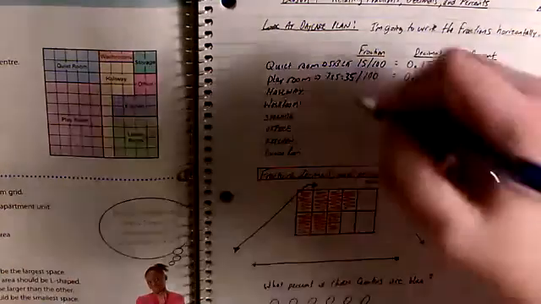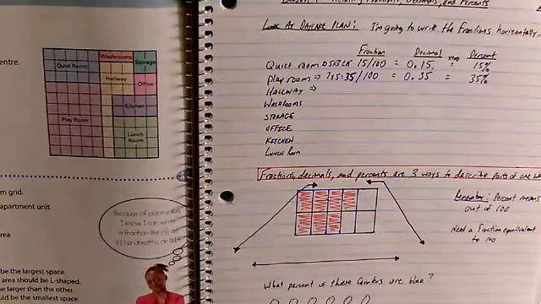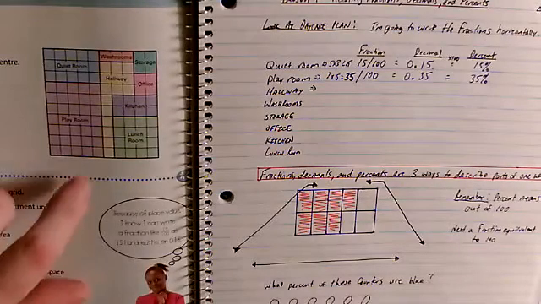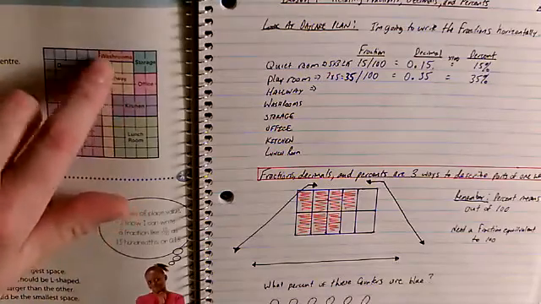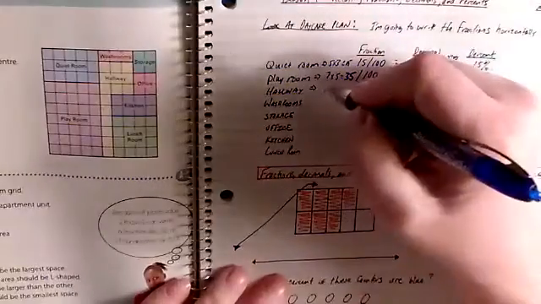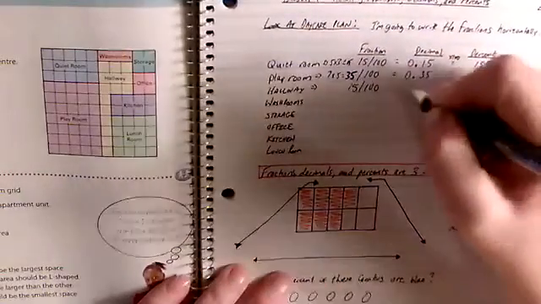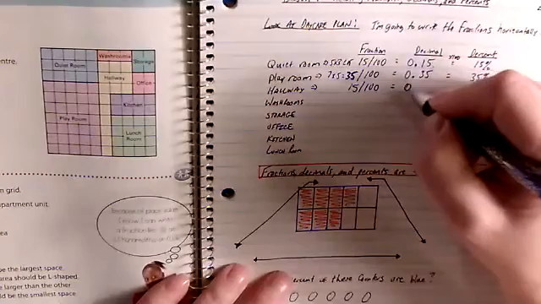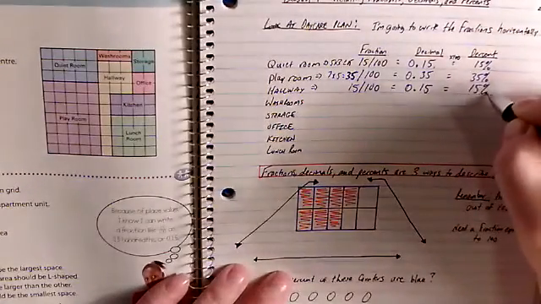So let's take a look at the hallway. The hallway is rather unique. It's not a rectangle or a square, so I just have to count those individually. 1, 2, 3, 4, 5, 6, 7, 8, 9, 10, 11, 12, 13, 14, and 15. So my fraction is 15 out of 100. We've already done 15, 0.15, and that is 15%.